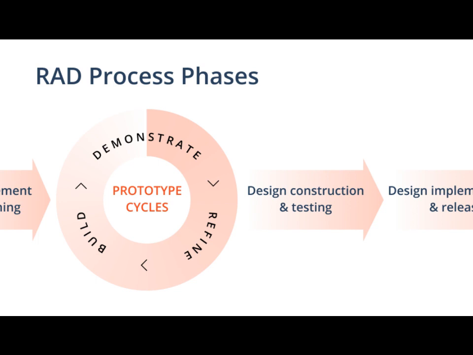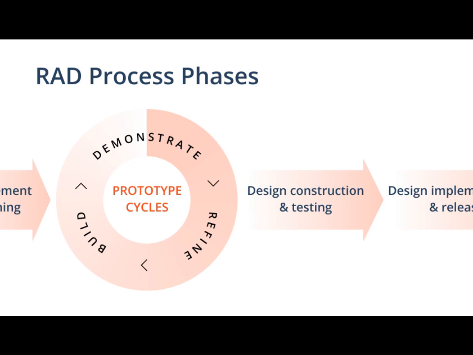In data modeling, the information flow defined as part of the business modeling phase is refined into a set of data objects that are needed to support the business. In process modeling, the data objects defined in the data modeling phase are transformed to achieve the information flow necessary to implement a business function. Processing descriptions are created for adding, modifying, deleting, or retrieving a data object.